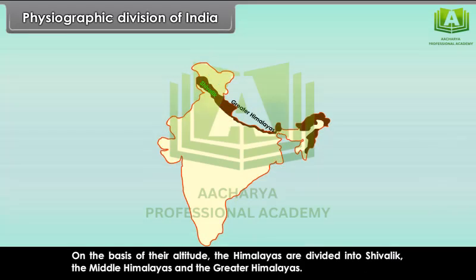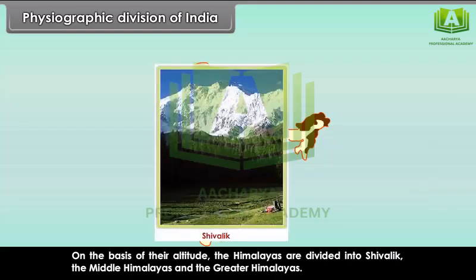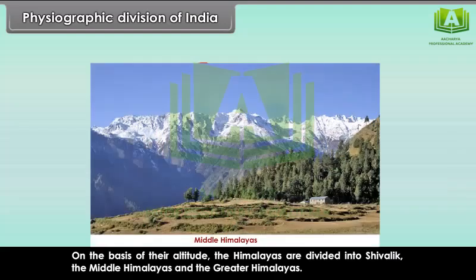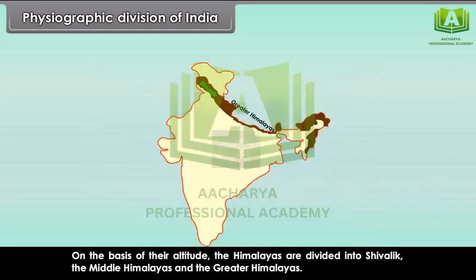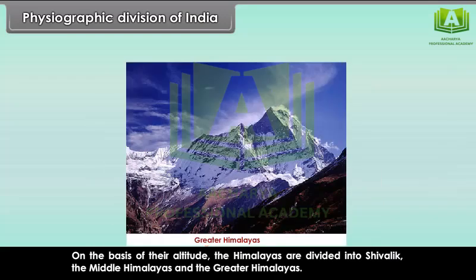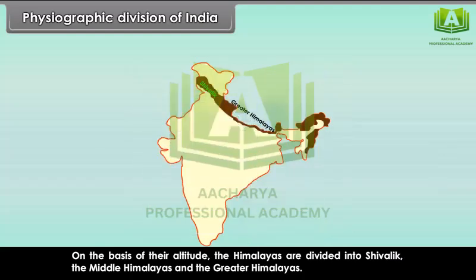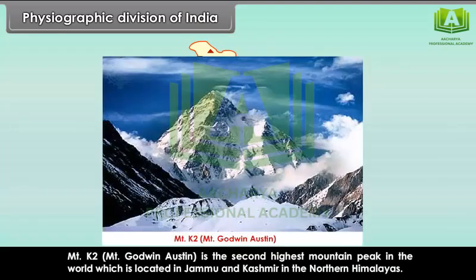On the basis of their altitude, the Himalayas are divided into Shivalik, the Middle Himalayas, and the Greater Himalayas. Mount K2, Mount Godwin Austen, is the second highest mountain peak in the world, which is located in Jammu and Kashmir in the northern Himalayas.